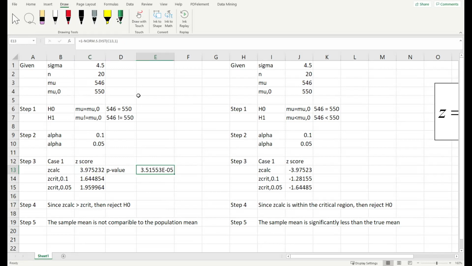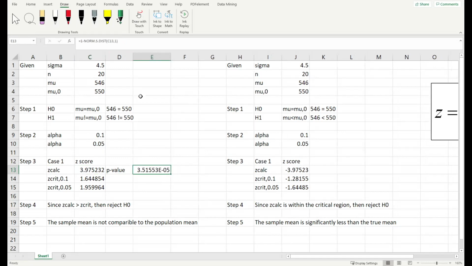Okay? So, loosely translated, no, parang we can say na itong 3.55 is the probability na this 546 is comparable to 550. Okay? And because it's such a small probability, then we can say that the sample mean is not comparable to the population mean. Okay?